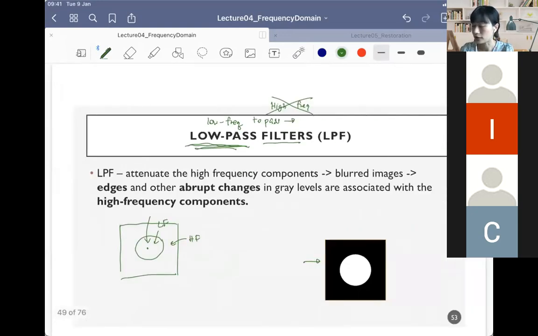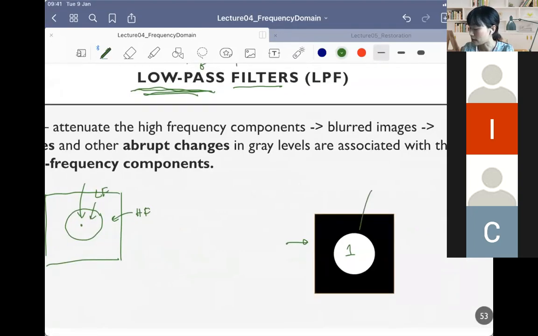So whatever you multiply and get the same value, it must be the value of 1, right? The value of 1. So at the low frequency, we will probably want them to pass, so we will multiply them with the number 1. Whereas the high frequency, we don't want them to pass through the filter, so we use 0. Whenever you multiply 0 with anything, it will all be removed, so the high frequency will all be removed.